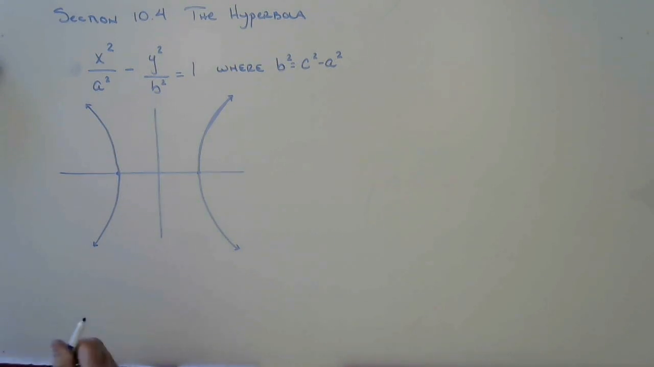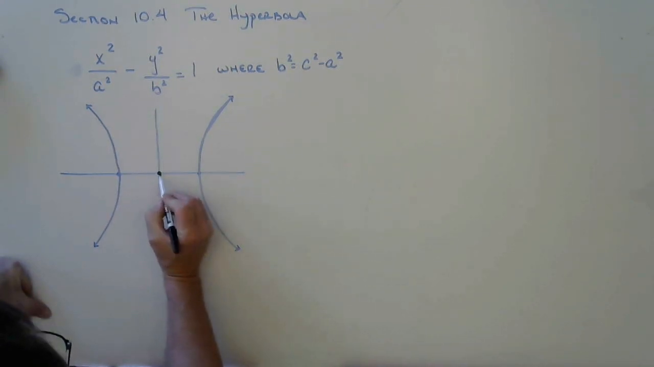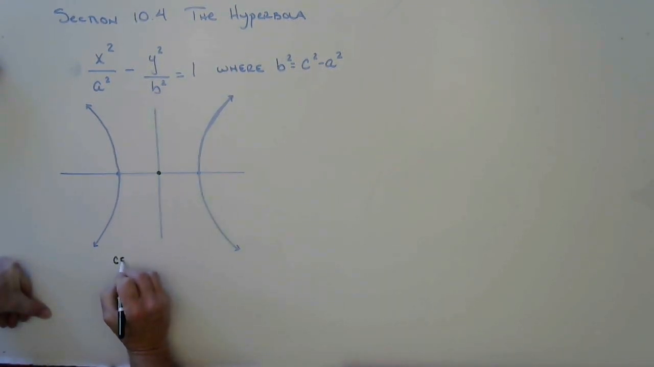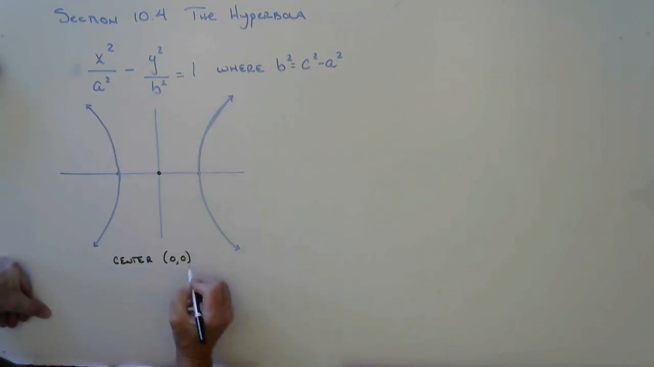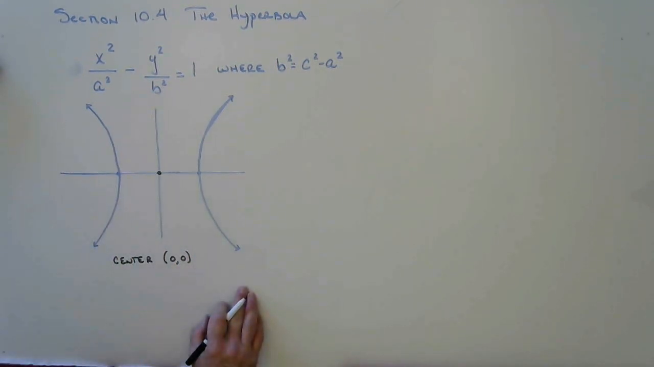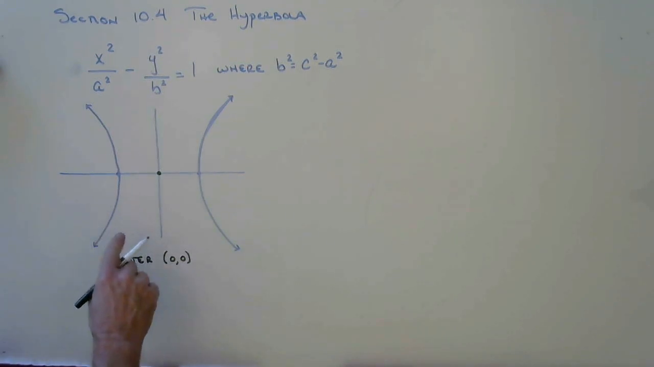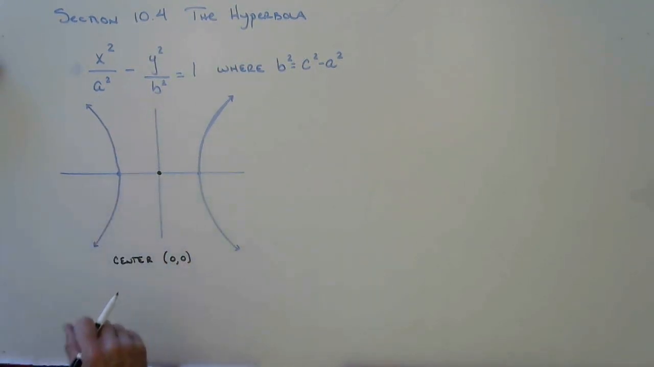Now we want to label all the important characteristics of this graph so that when they ask us to find them in the homework, we'll know what they're asking us to find. First, a hyperbola has a center. The center of this hyperbola is 0, 0, right? Now, it doesn't fit the traditional definition of a center, like the center of a circle or the center of a square. The center of a hyperbola is the midpoint of the transverse axis.